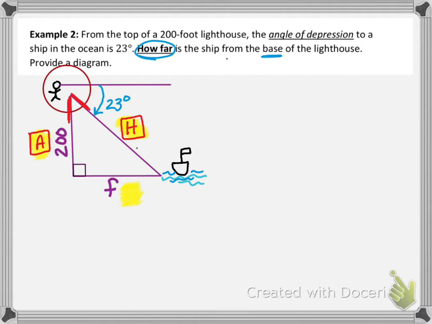So wherever I'm standing, those two segments are the A and the H. And therefore, the leftover is always going to be my O, the opposite side. So I have everything labeled.